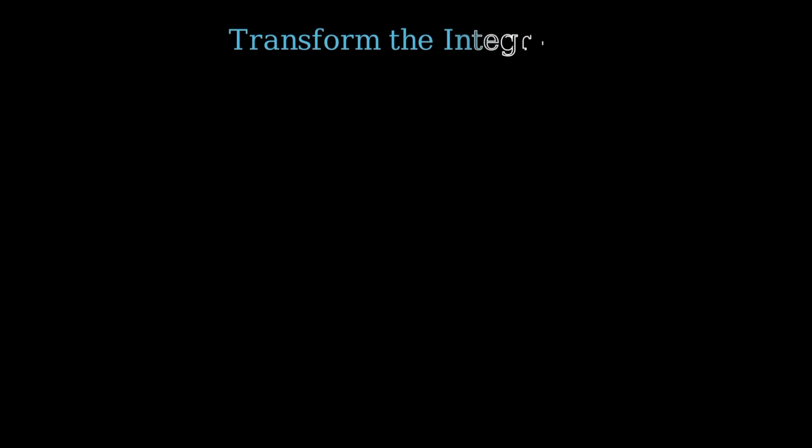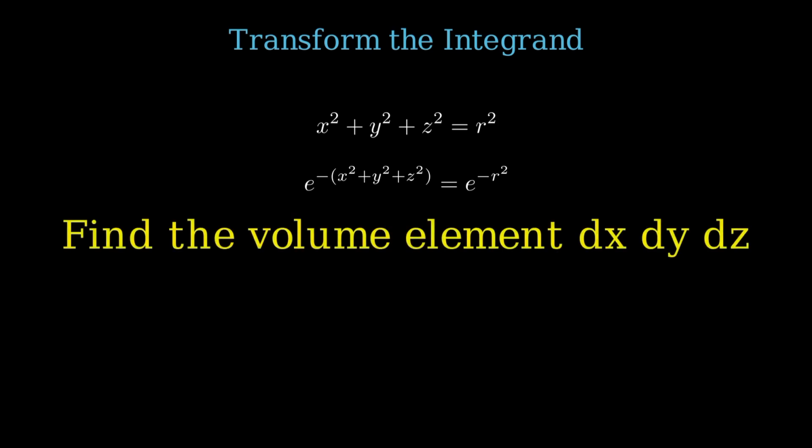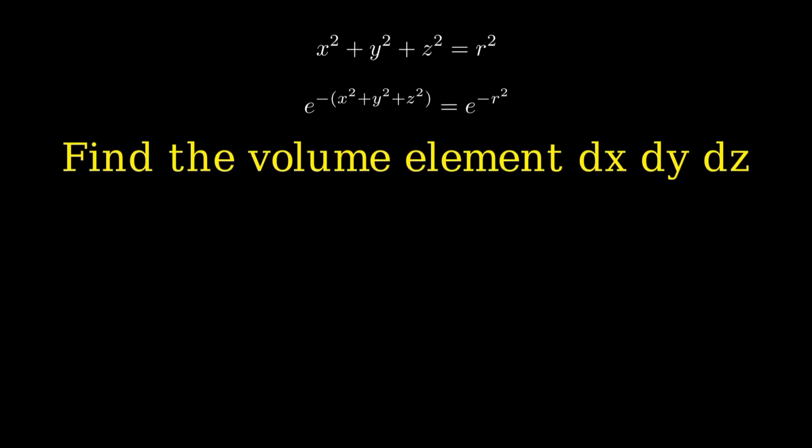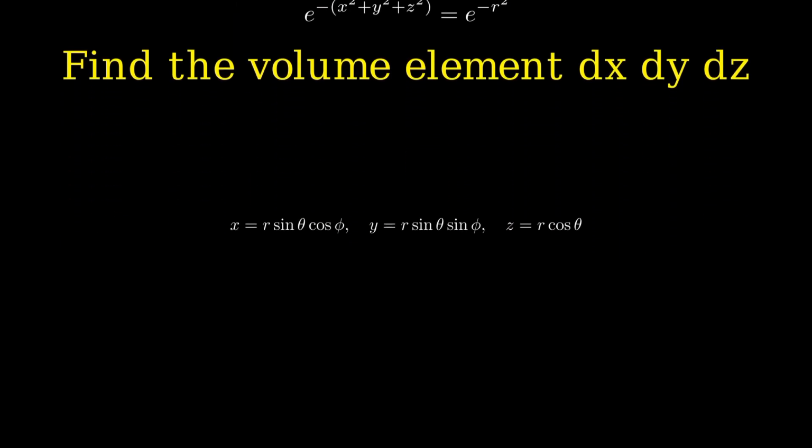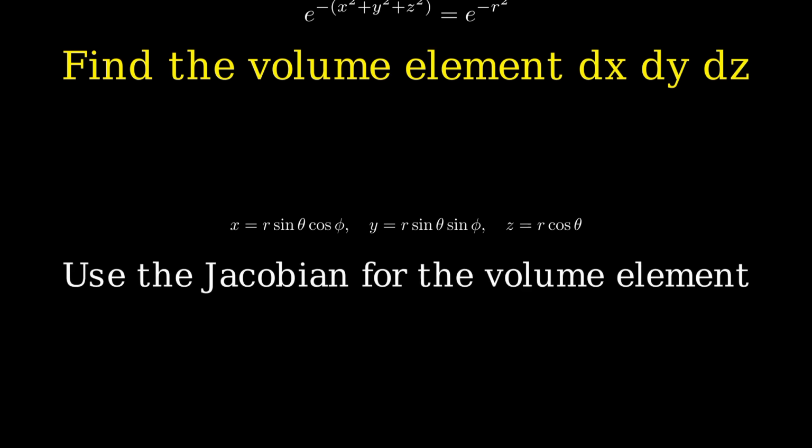All right, let's transform our triple integral using spherical coordinates, but this time we're going step by step to make it crystal clear. First, we plug in our coordinates. X squared plus y squared plus z squared becomes just r squared, so our integrand e to the negative x squared plus y squared plus z squared simplifies to e to the negative r squared. Awesome. Now we need the volume element dx, dy, dz in spherical coordinates. Remember, x equals r sine theta cosine phi, y equals r sine theta sine phi, and z equals r cosine theta.